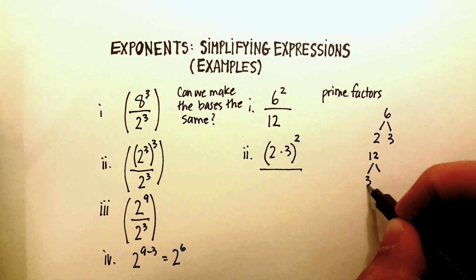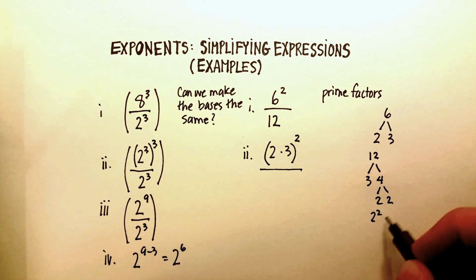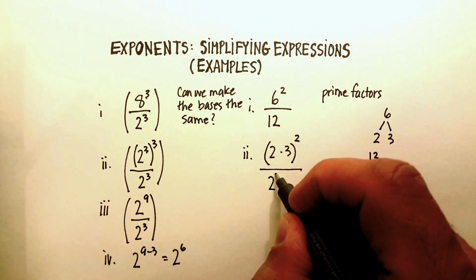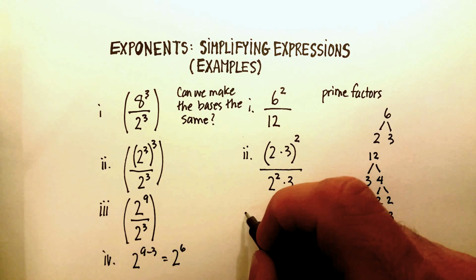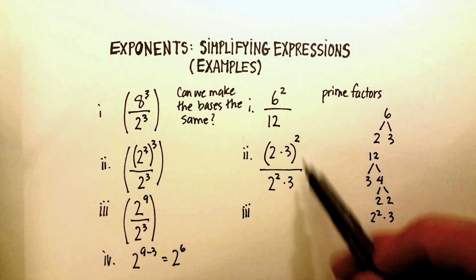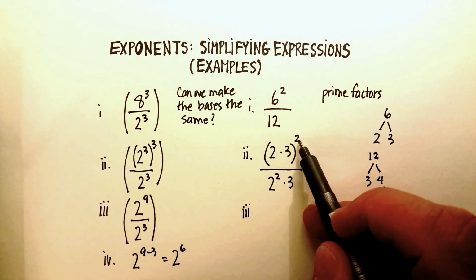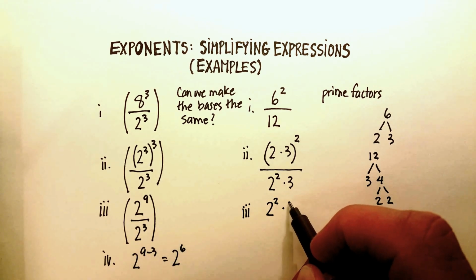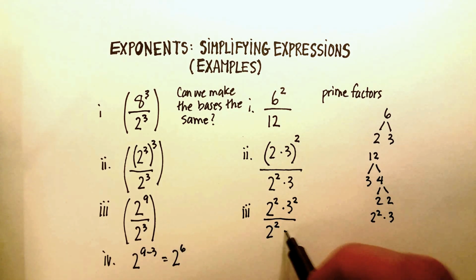Let's see if we can do the same thing with 12. I know that 12 is 3 times 4, and then 2 times 2. So it really is just 2 squared times 3. So let's just put that down here. 2 squared times 3. Now, difficult problems are just simple problems stacked up, and as you can see, it's starting to happen here. When I have 2 times 3 both raised to the second power, it's really like saying 2 squared times 3 squared.